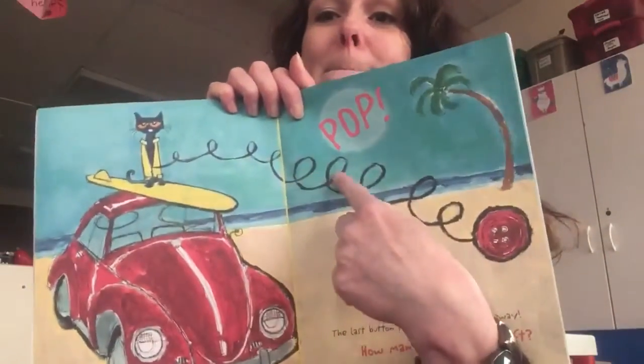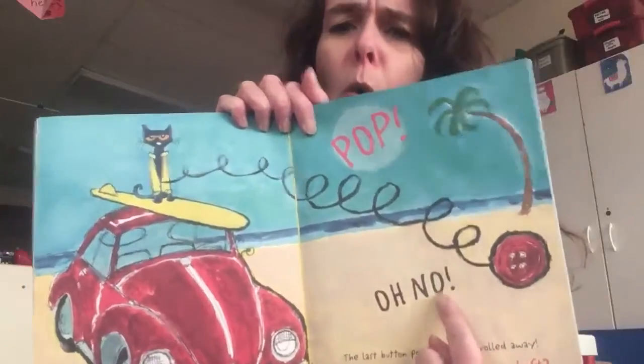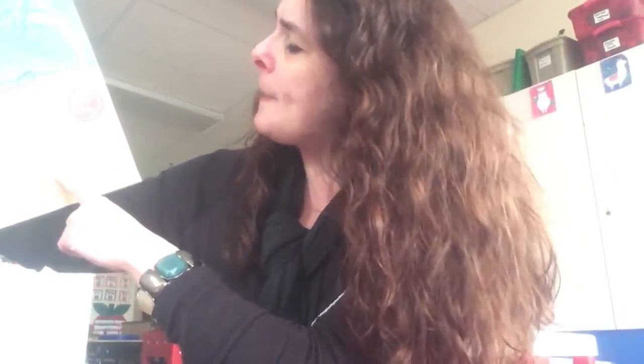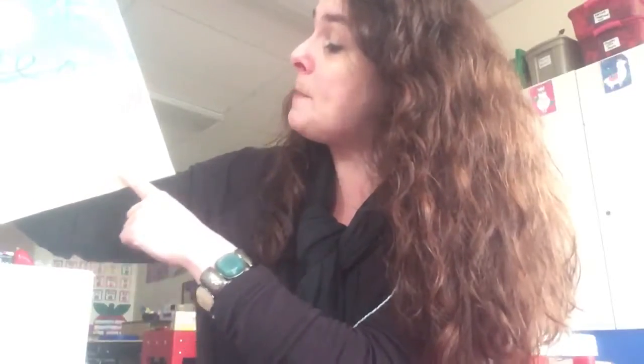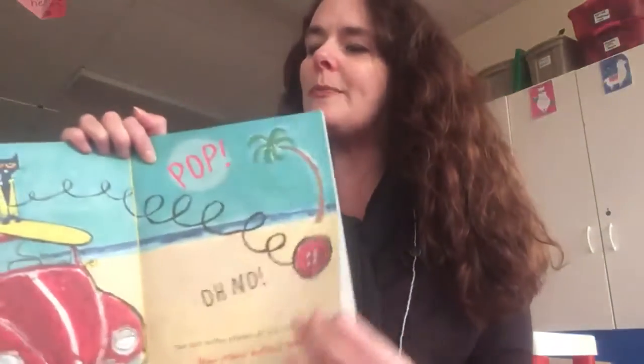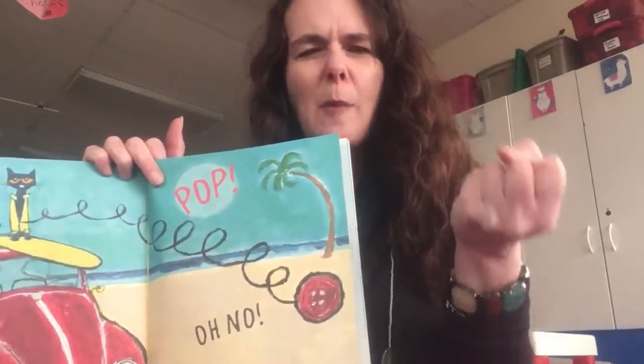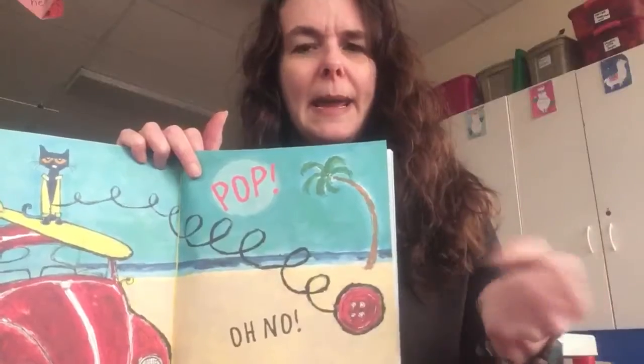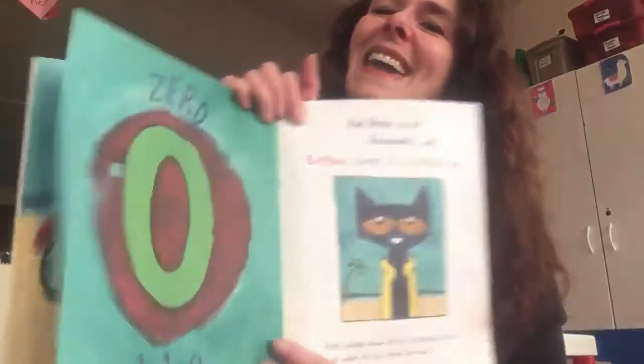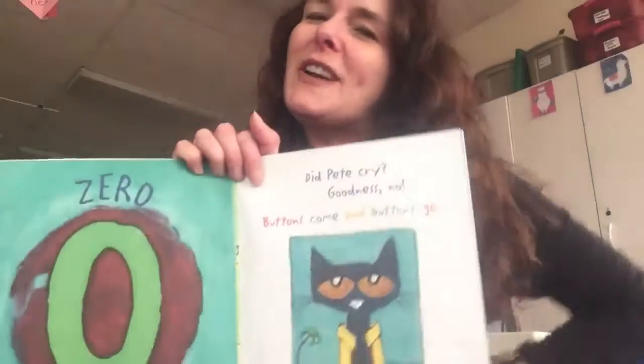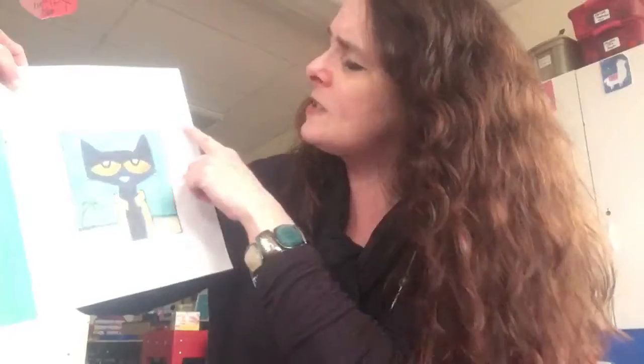What's going to happen next? You were right. Pop! Oh, no. The last button popped off and rolled away. How many buttons are left? There was 1 button and it rolled away. Now how many fingers do I have? What number is this going to be? Did you say 0, you smart cookie? You got it. 0. 1 minus 1 equals 0. Did Pete cry? Goodness, no. Buttons come and buttons go.